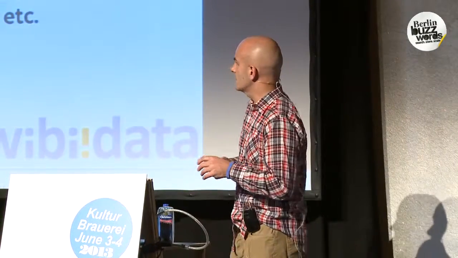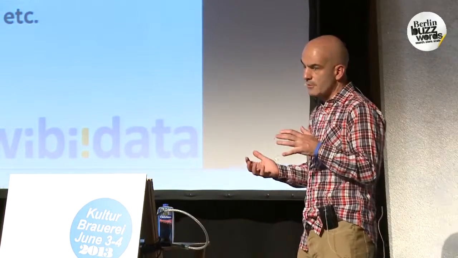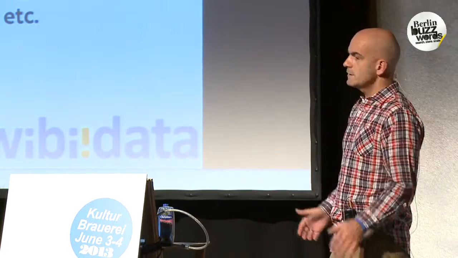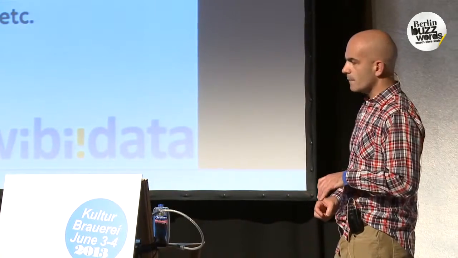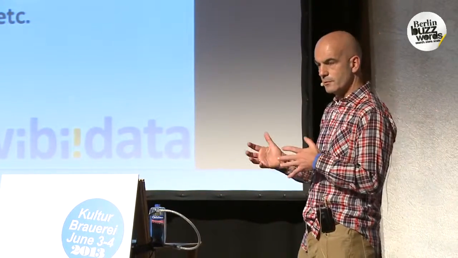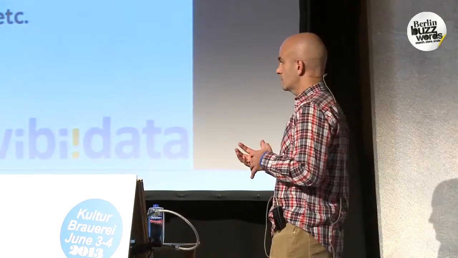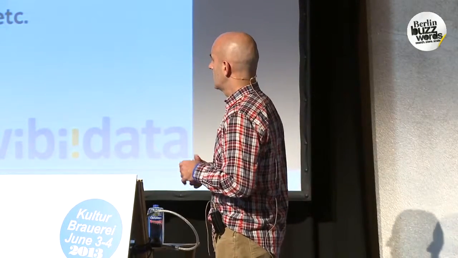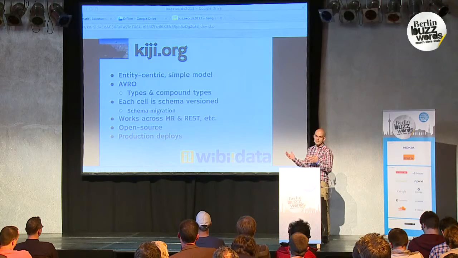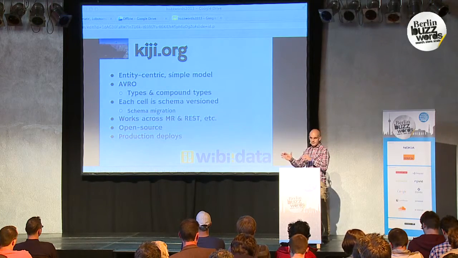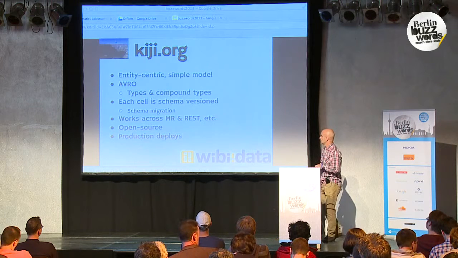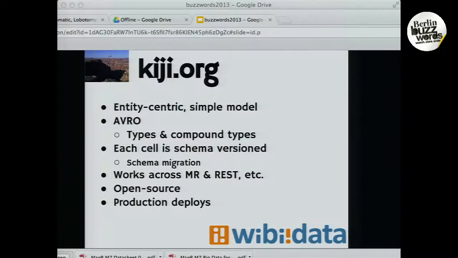All the serialization is done with Avro. You can have all kinds of types, compound types. Each cell is versioned, and that's useful if you want to change versions; the framework takes care of it for you. The same framework works whether you're going to the data via REST or over their MapReduce. They'll make sure that you have the same view all over. Open source and production deploys.